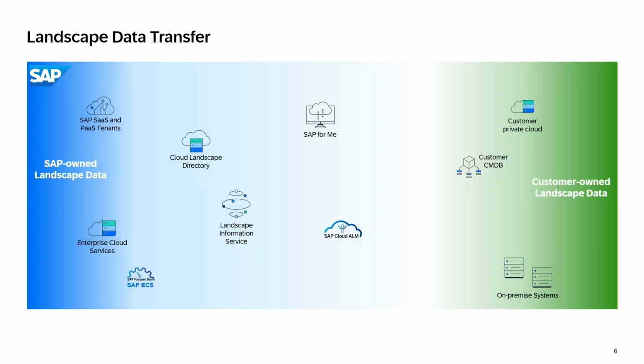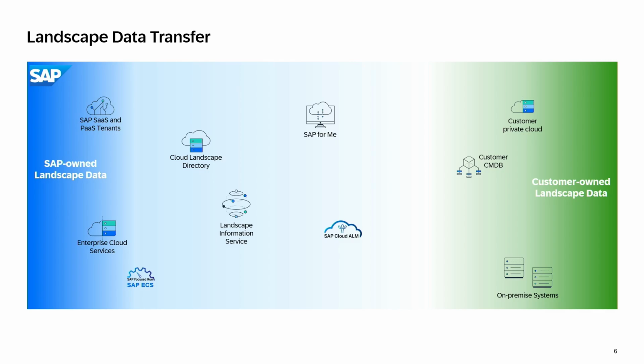First, let me talk a little bit about the landscape data transfer. Here we have Cloud ALM sitting in the middle, and then we have different data sources. This is landscape data which is owned by SAP. For example, our cloud services, cloud tenants, all this information is owned by SAP. The same goes for enterprise cloud services: RISE landscape data of private cloud systems which are run by the enterprise cloud services is also owned by SAP.